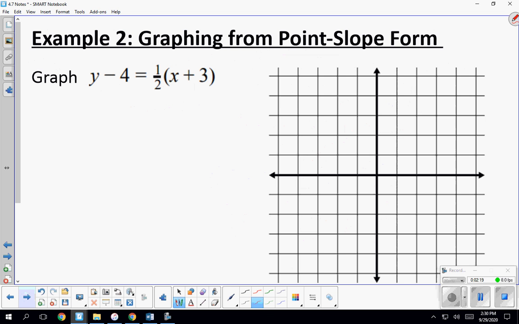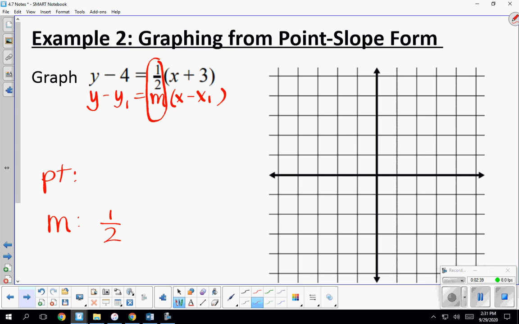Okay, now we're going to graph from point slope form. So when you notice something is in point slope form, remember this is y minus y sub 1 equals m times x minus x sub 1. So because we're writing this in point slope form, those are the two things we can identify when given the formula. M should be whatever's right here in front of the parenthesis. So we have our slope, which we know we count rise over run on a graph. And then our point is kind of the harder one to identify.